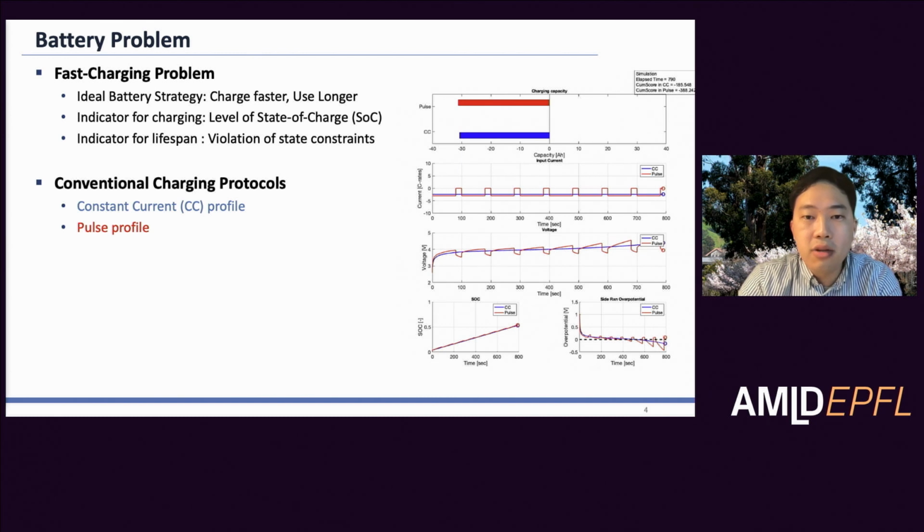But the internal battery states, such as side reaction or potential, are different with different charging strategies. And you can see that the constant charging profile is violated less than the burst profile. And that affects the battery lifespan when you use the battery over a long time. So this is the motivation. How do we design a battery fast charging protocol while not violating health-related constraints?